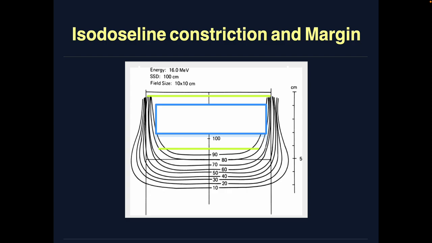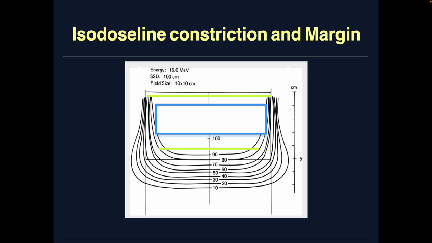So that's why, when you mark your target, you mark your GTV, you take a margin as a CTV, whether a CTV will be like 0.5 centimeter if you are dealing with a basal cell carcinoma, 2 centimeter if you are dealing with Merkel cell carcinoma, or 1 centimeter if you are dealing with squamous cell carcinoma. And then, because this is your CTV and you need full dose to your CTV, after that you will add 8 mm or 1 centimeter to allow for the lateral constriction of the isodose line in the high dose region.